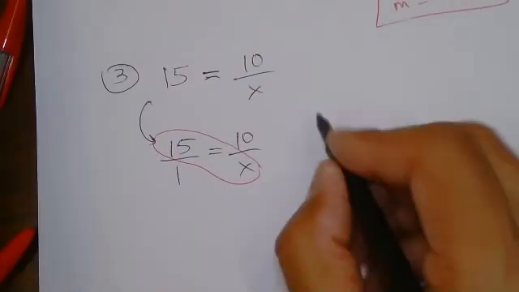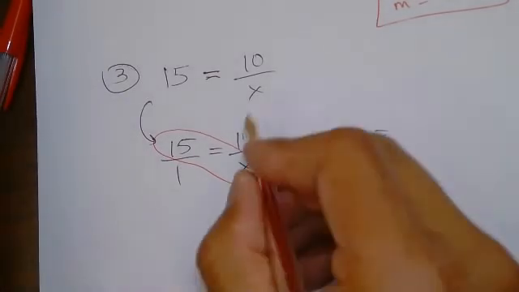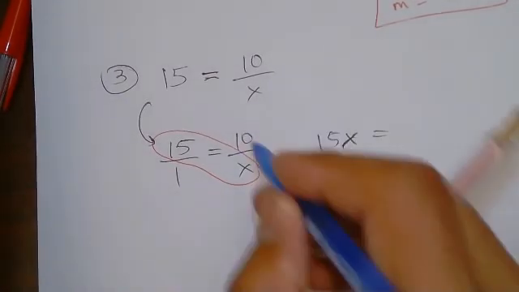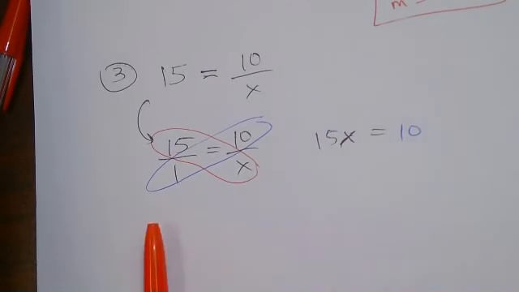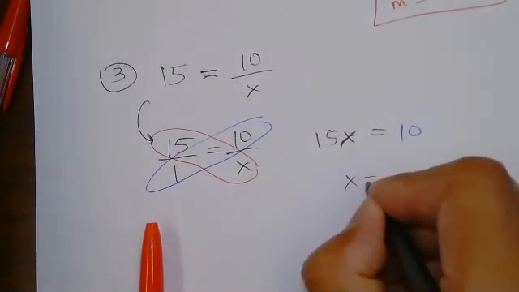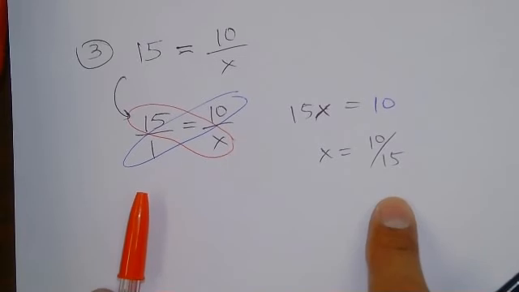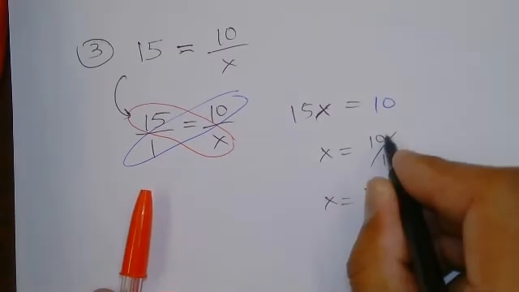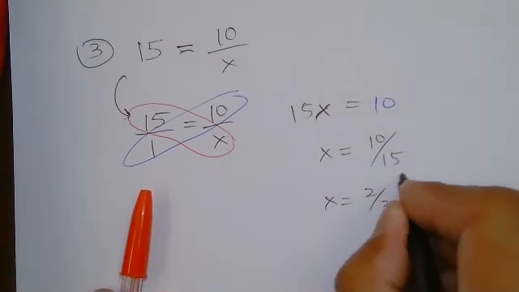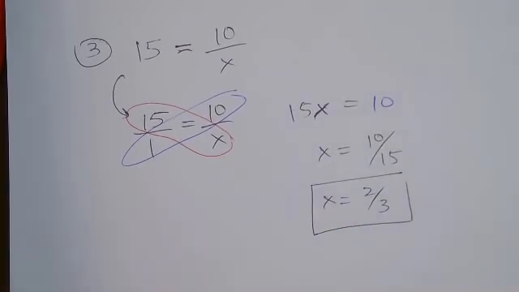How are you going to multiply and which ones go with which? So that'll be 15x equals what? Well, 10 times 1 is 10, right? Okay, those are simple Algebra 1 problems. And then you'll get x is equal to 10 over 15. And then you reduce, and you'll get 2 over 3. Reduce by 5: 5 goes into 10 2 times, 5 goes into 15 3 times.